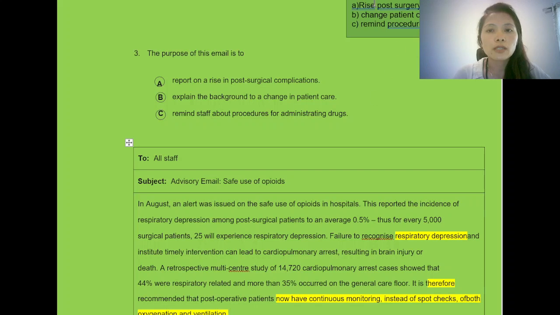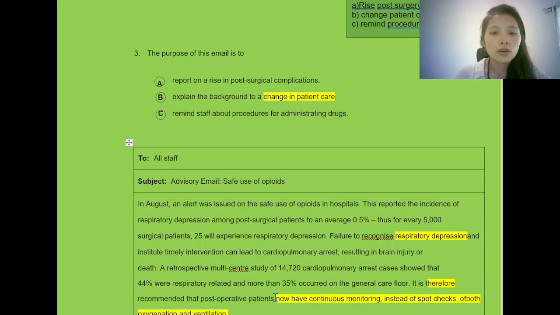So we have no rise in the procedure, and the procedure of drug administration is not at all there. So it is a change in patient care. What was done is explain the background to the change. No need to read it all. Take the maximum, I told you, right? If you take this meaning, you will get the paraphrase here. So it is clearly mentioned here.